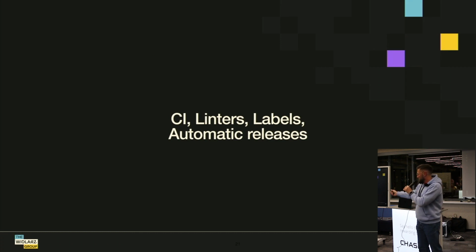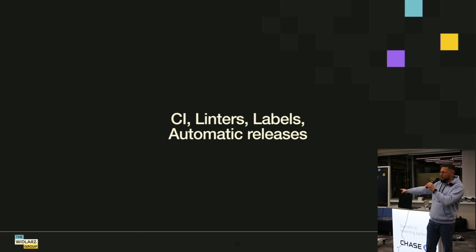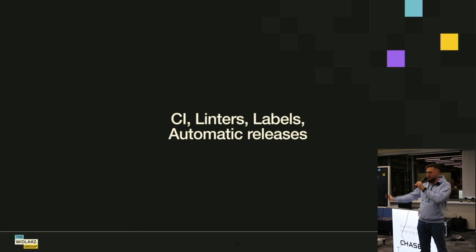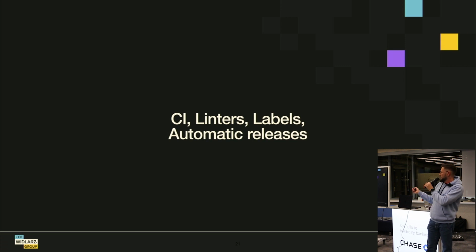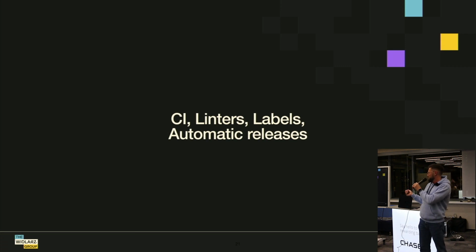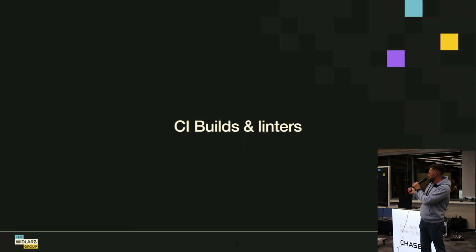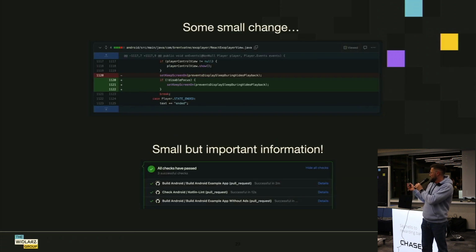Another batch. These are mainly for the maintainers. They make the life of the maintainer much easier, and you can automate most of them. So: having CI/CD, linters, labels, and automatic releases. I don't know if I need to tell you why you should use CI/CD and linters, but imagine that a lot of libraries don't have them.